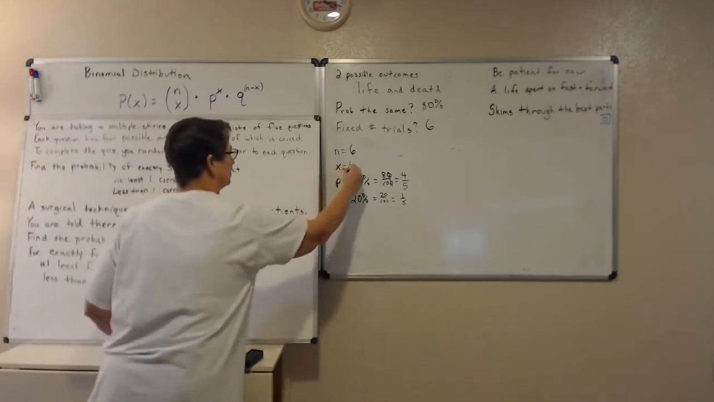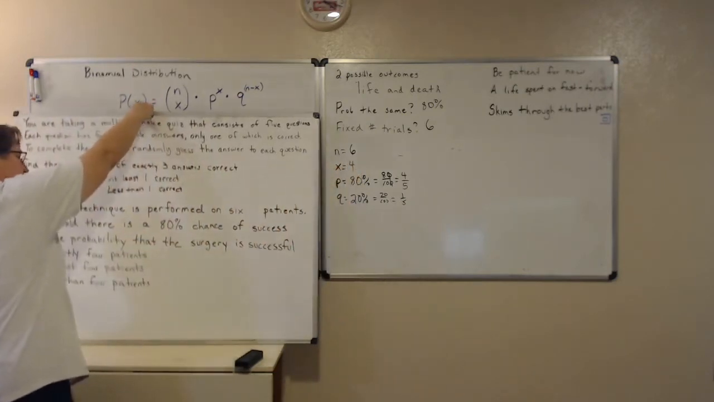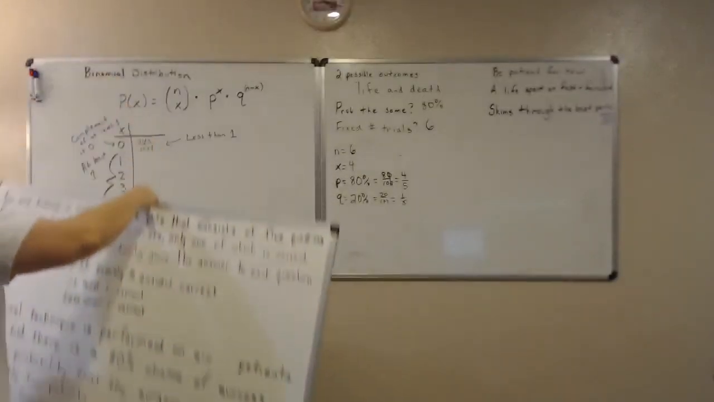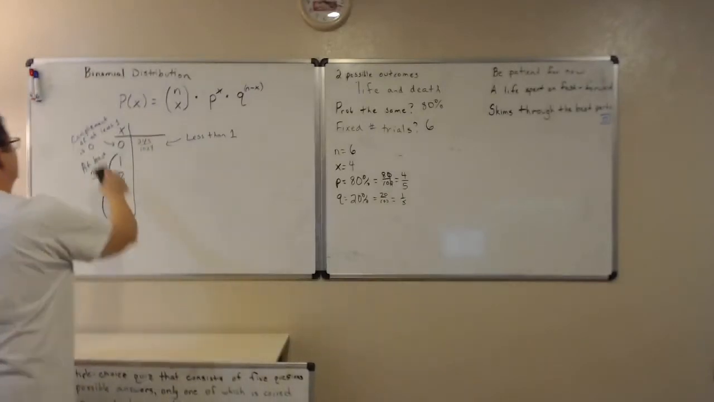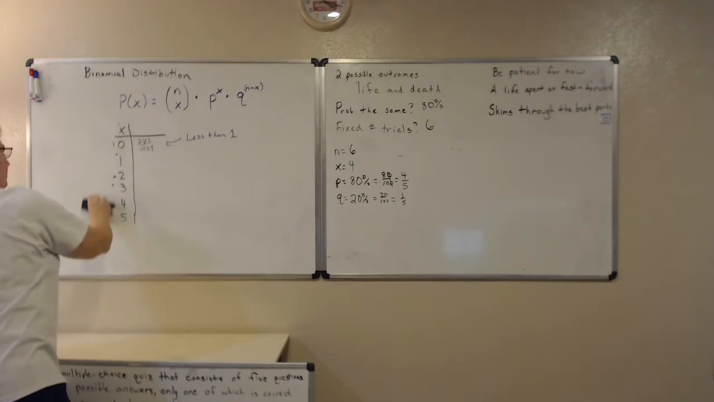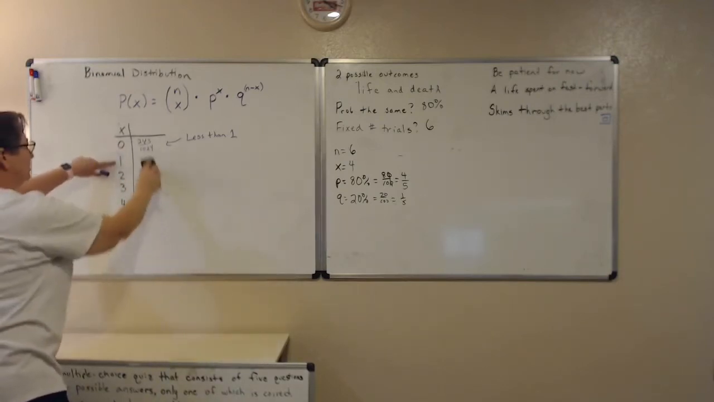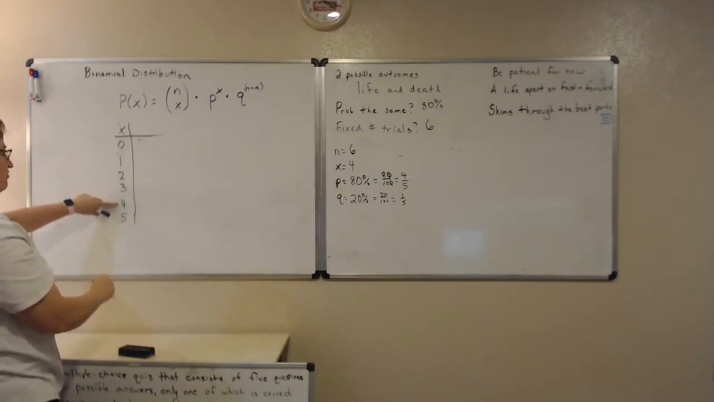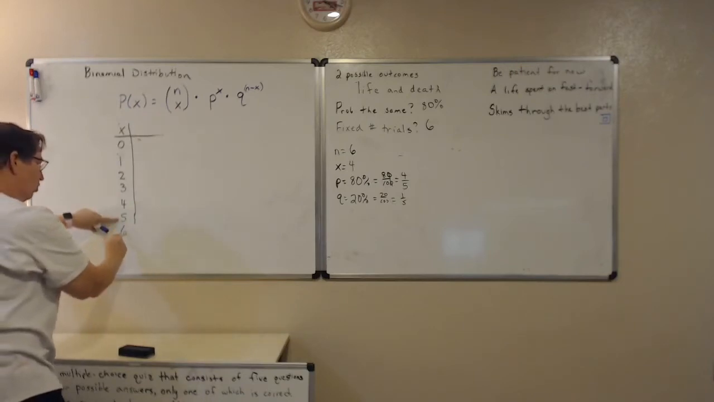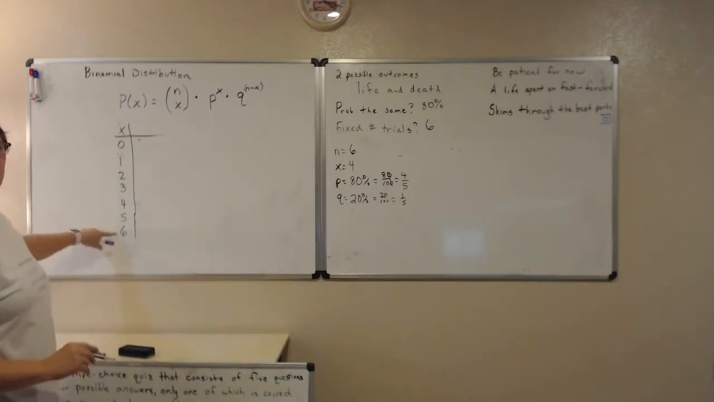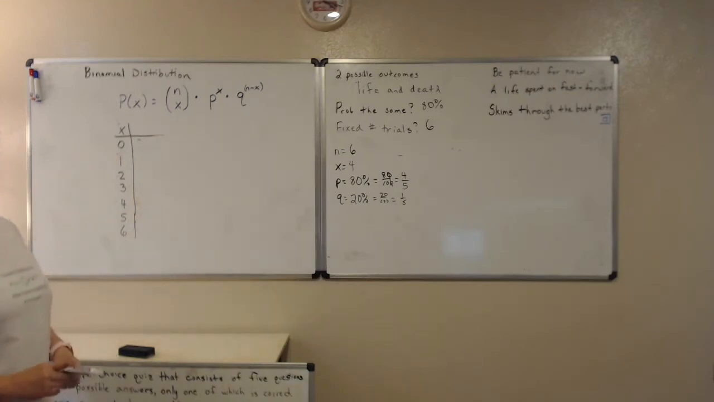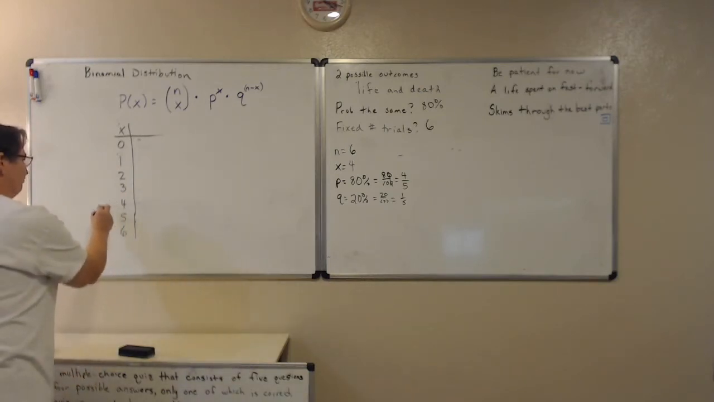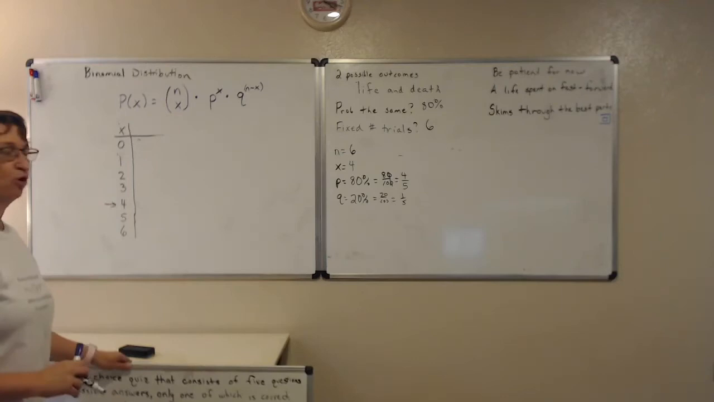Just for a minute, let's look at the probability distribution, or look at the random variables, the possible outcomes. If he's got 6 patients, he could have 0 successes. He could have 1 successful patient. He could have 2 successful patients. He could have 3 successful patients, 4 successful patients, 5 successful patients, or 6 successful patients. So those are the different outcomes that he could have. 0, 1, 2, 3, 4, 5 or 6. We're going to find the one for 4. For exactly 4 is what we're looking for.